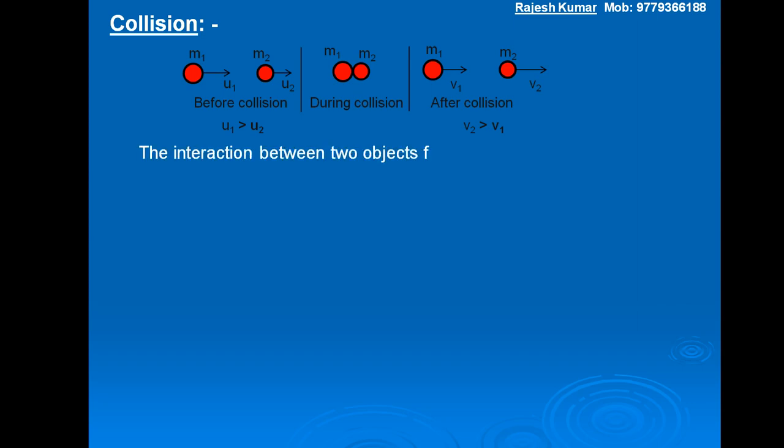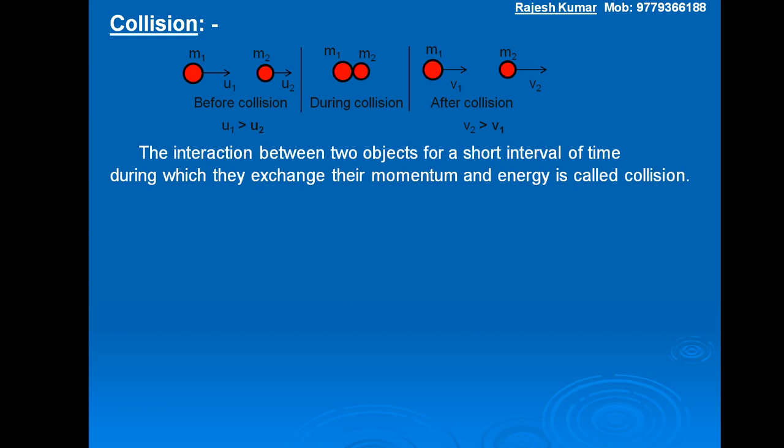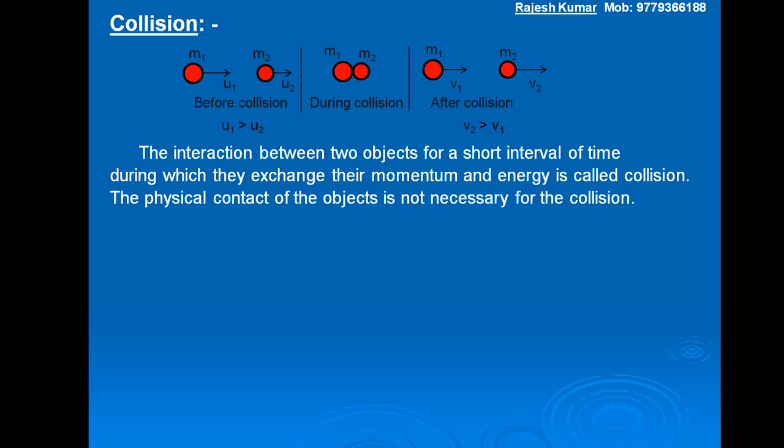So the interaction between two objects for a short interval of time, during which they exchange their momentum and energy, is called collision. Now, the physical contact of the objects is not necessary for the collision. For example, collision between like charged particles or collision between like poles of magnets.